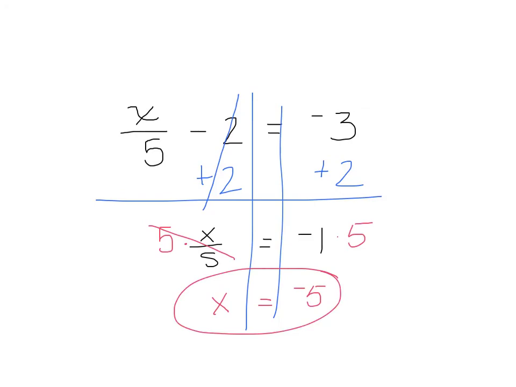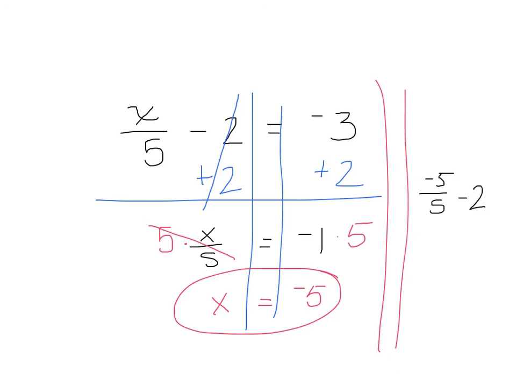Once again, I can check. Does negative 5 divided by 5 minus 2 equal negative 3? Negative 5 divided by 5 is negative 1, minus 2 is indeed negative 3. So that checks.